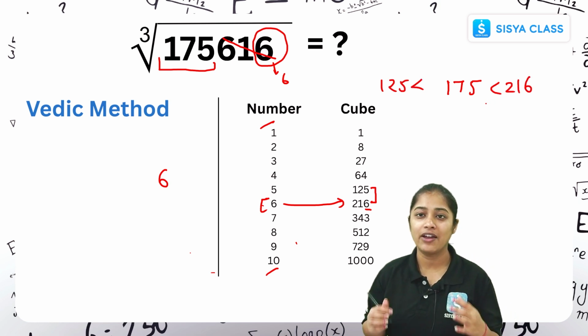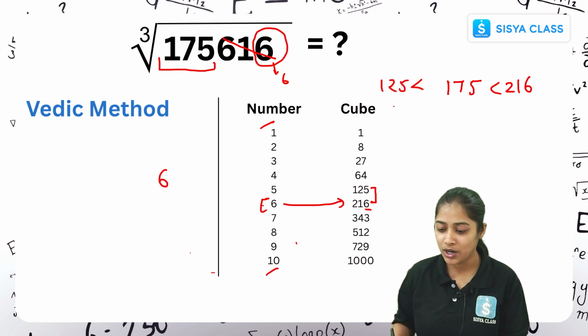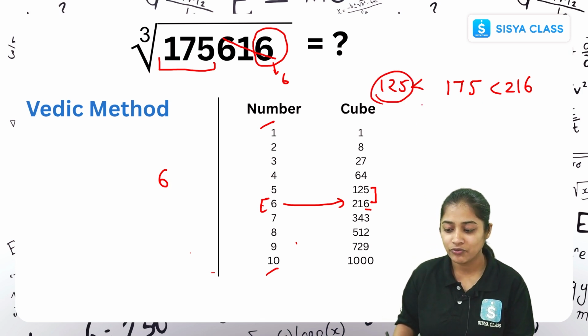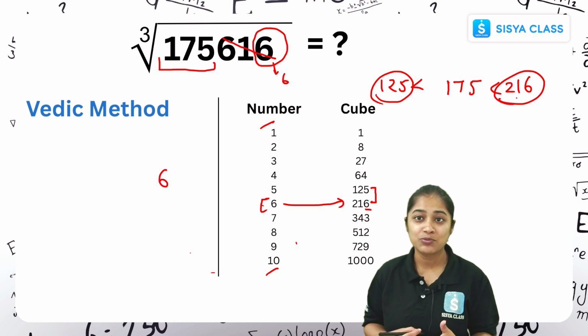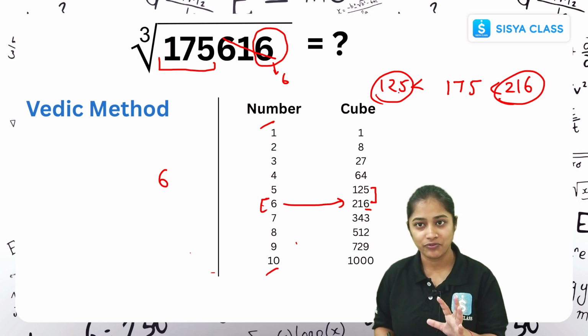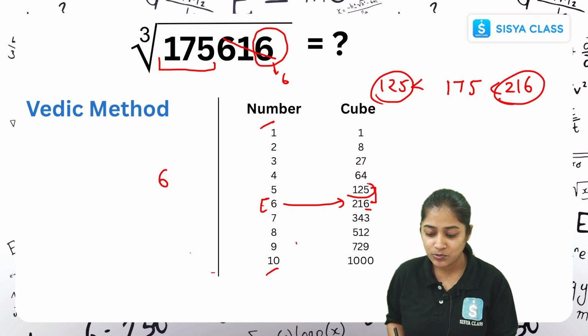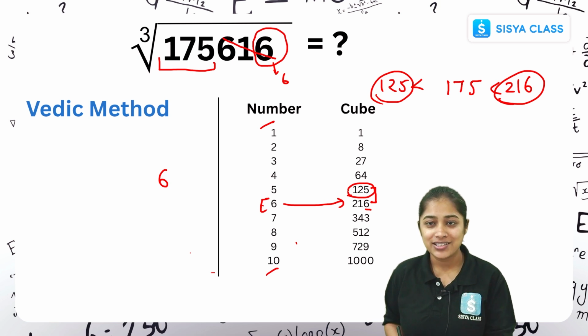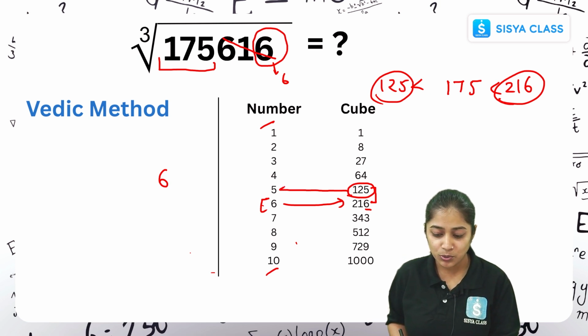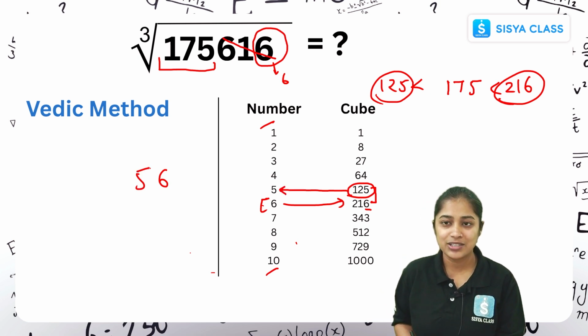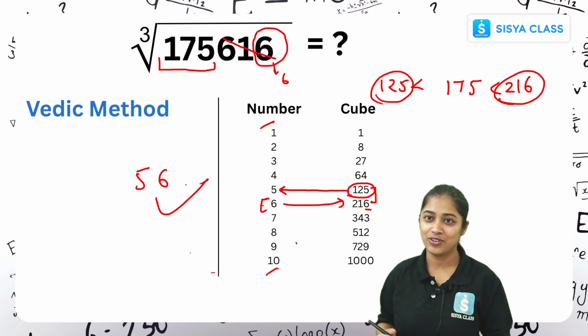Now I will select the smaller cube number. Between 125 and 216, the smaller cube number is 125, right? So 125 is the smaller cube number. For my tens digit, I will take its cube root. So basically 5 is my tens digit. So my answer is 56.